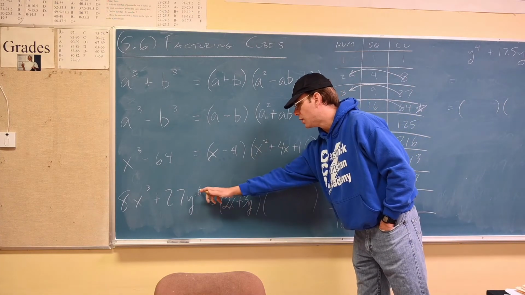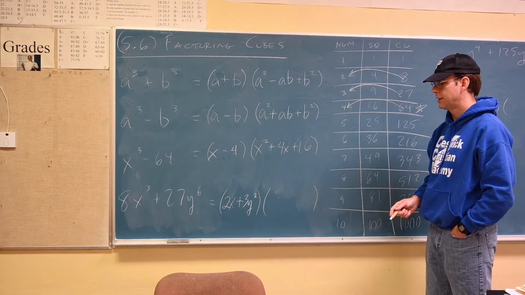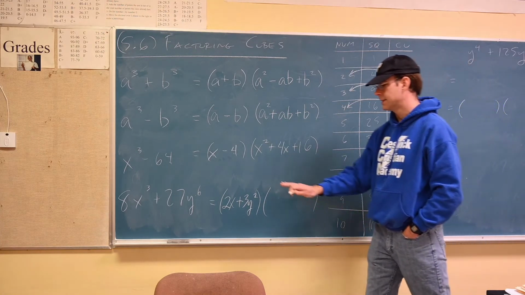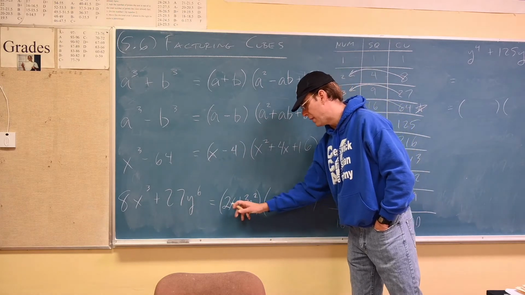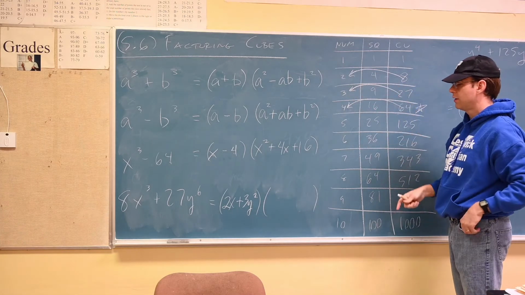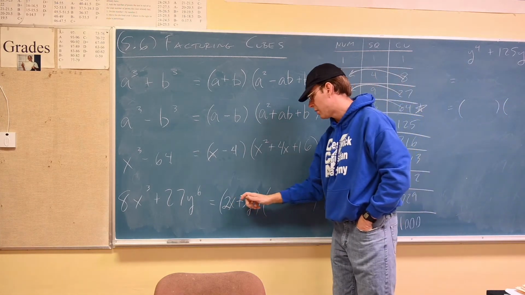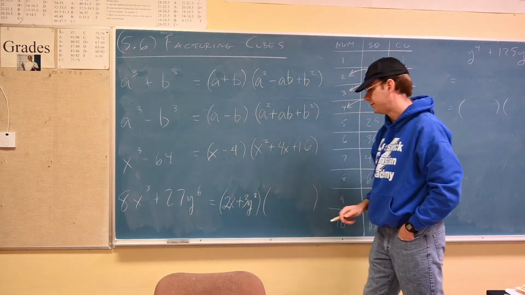For the y's, we need to divide the power by 3 and get a 2. So again, the process is every number gets cube rooted. 8 and 27 made these numbers. When we cube rooted them, we just reversed this chart of facts. And the powers in this first factor, we're going to divide the original powers by 3.